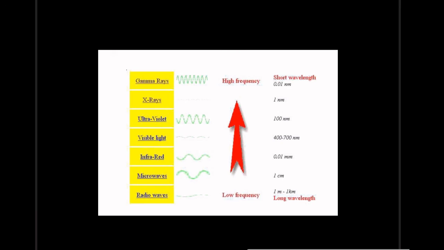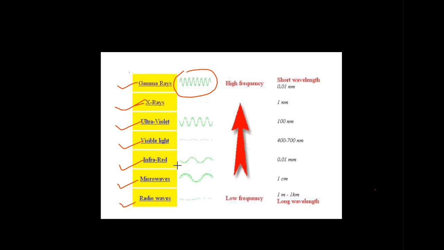Now next, these are the high frequency ranges. The first one is gamma rays, X-rays, ultraviolet, visible light, infrared, microwave and radio waves. These show the frequencies of those particular rays. So we can discuss one by one in the next lecture.